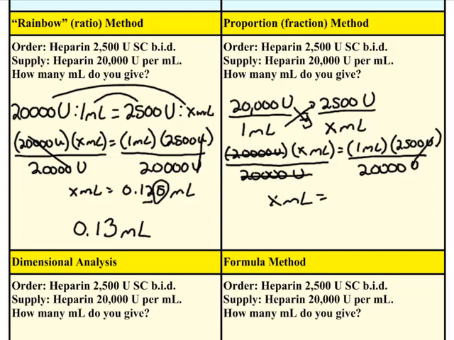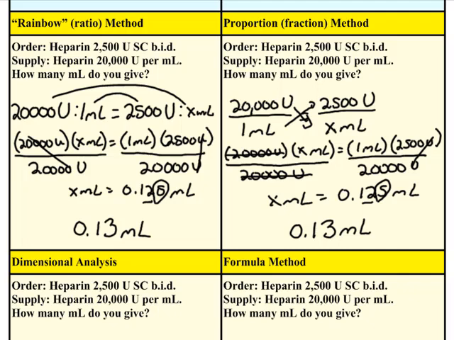When you perform the calculation, 1 milliliter times 2,500 divided by 20,000, you should get 0.125 milliliters. However, since we are administering heparin, we know to round to the hundredths place. The 2 is in the hundredths place, and the 5 tells me to round up. Therefore, we will administer 0.13 milliliters.